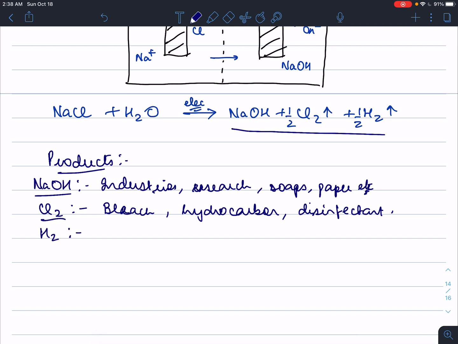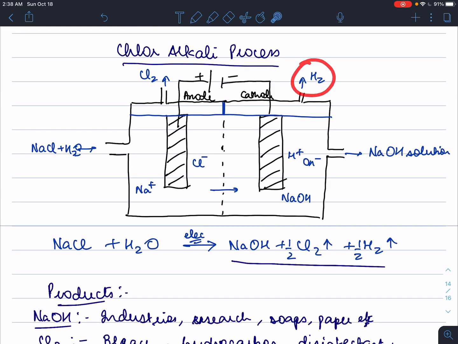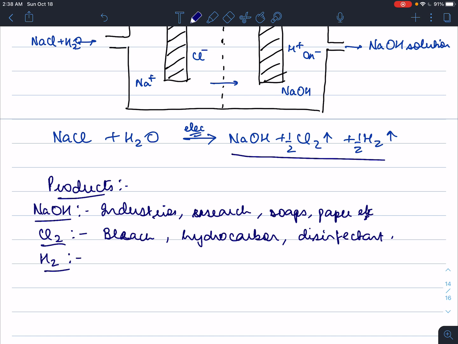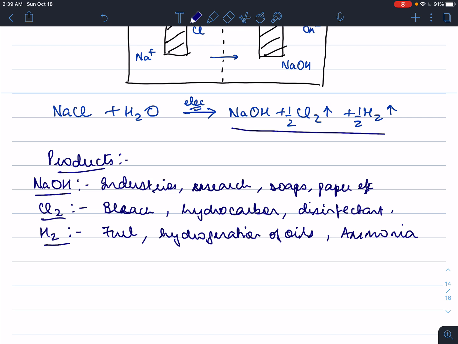The hydrogen gas that is produced, the hydrogen that comes out over here, is also very useful because hydrogen can be directly used as a fuel for fuel cells, where hydrogen can be converted to electricity. It is also used in hydrogenation of oils, the preparation of margarine. It can be used in ammonia production, the Haber-Bosch process, and in the manufacture of fertilizers. So all the products that you get from this reaction are of significant importance.